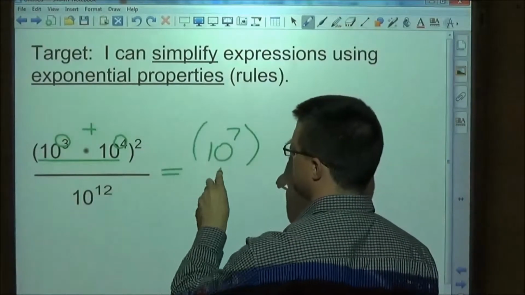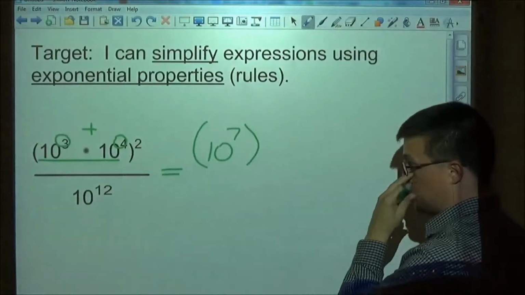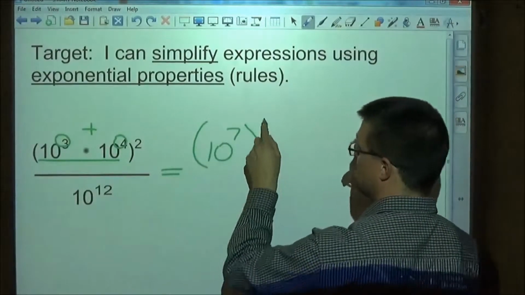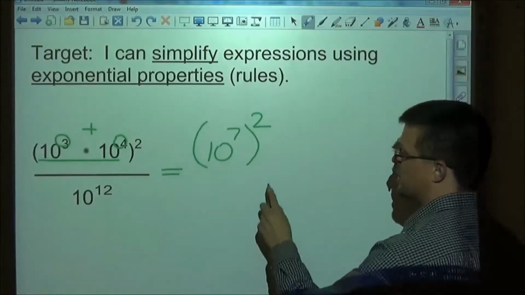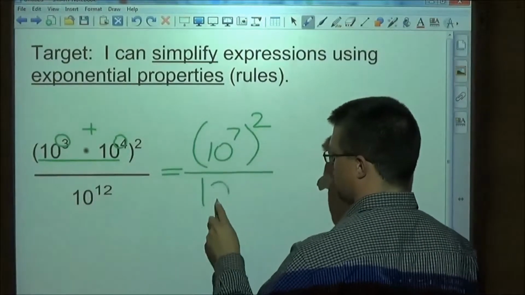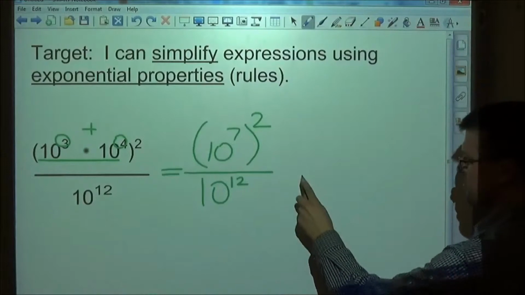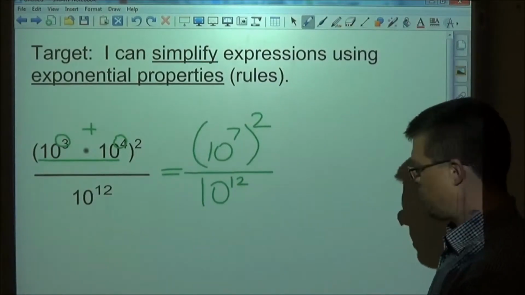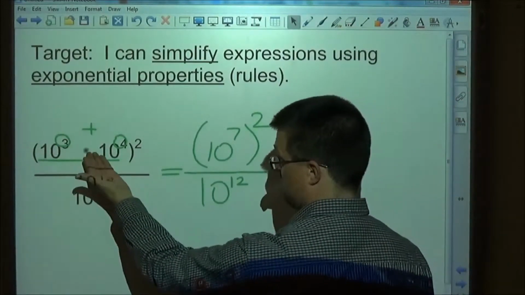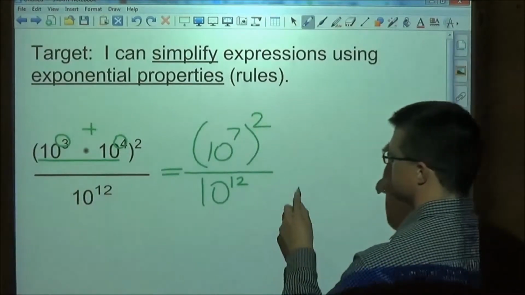Now I'm just going to put parentheses around this for one simple reason. We still get this second power on the outside of it that we're going to have to deal with. And that's still all over 10 to the 12th power, meaning it's being divided by 10 to the 12th power. So that's our first step right there. Our first step was simplify within the parentheses.